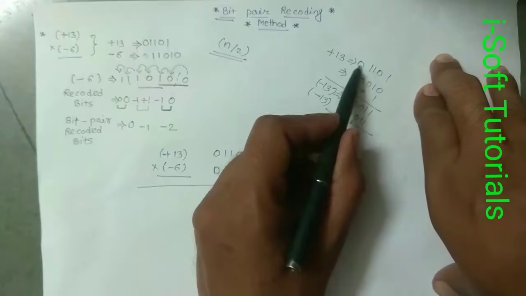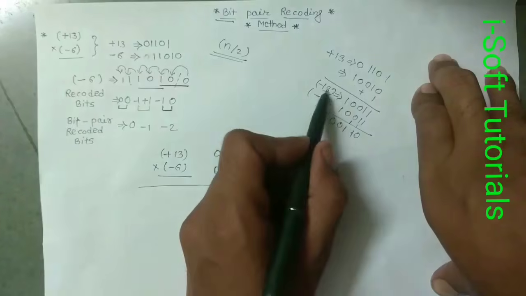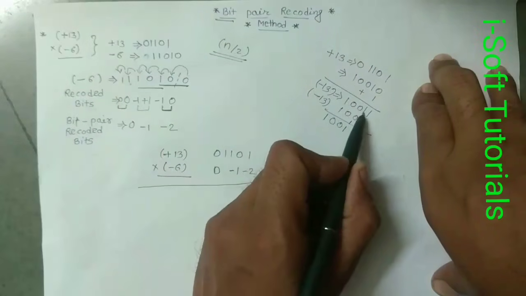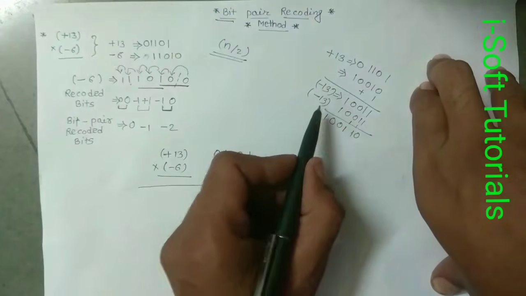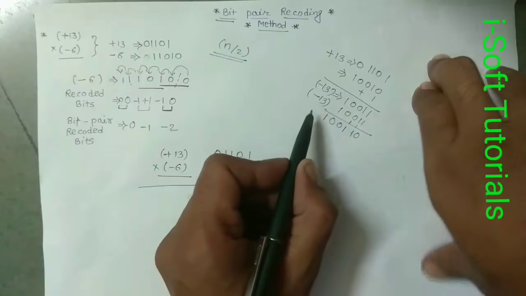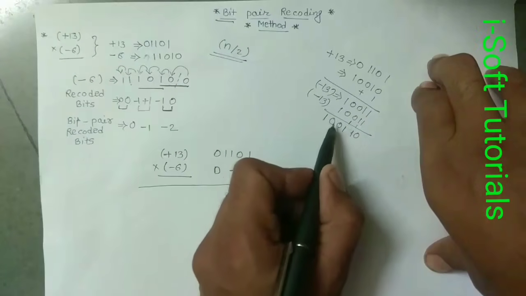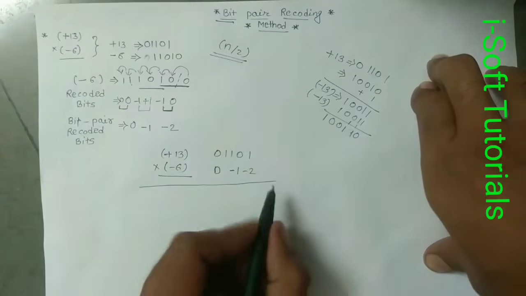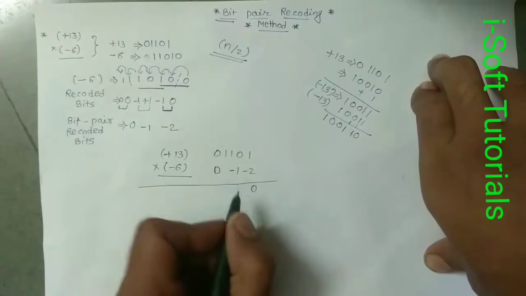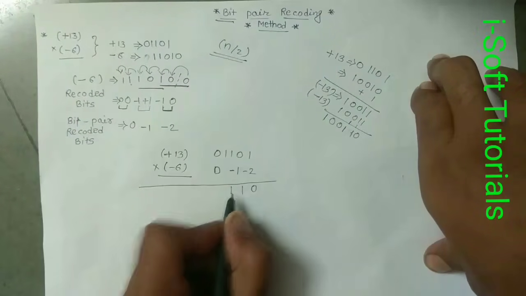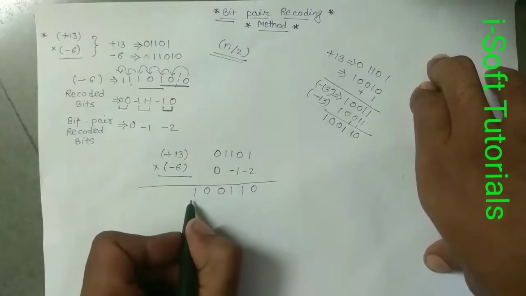Plus 13 representation is 0, 1, 1, 0, 1. Minus 13 we got as 1's complement plus 1, that is 1, 0, 0, 1, 1. Then we will add this 2's complement plus 2's complement, minus 13 plus minus 13, minus 26. So we will get 1, 0, 0, 1, 1, 0. We will write it from the LSB position: 0, then 1, 1, 0, 0, 1. Then we have to extend it to 10 bits.